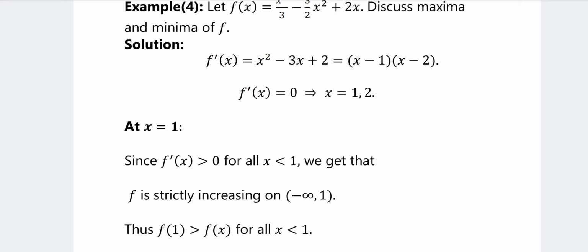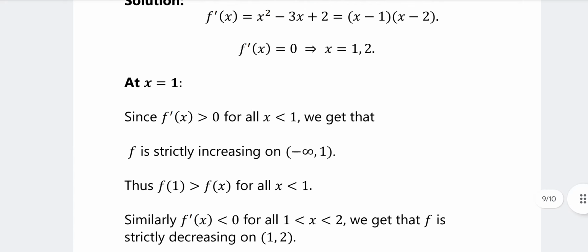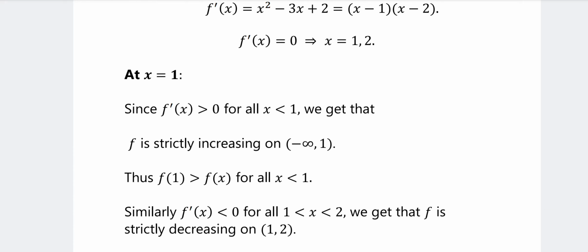So we get f is strictly increasing on the interval minus infinity to 1. What is the meaning of this? It means f(1), because the function is increasing, will be strictly greater than f(x) for all x less than 1.